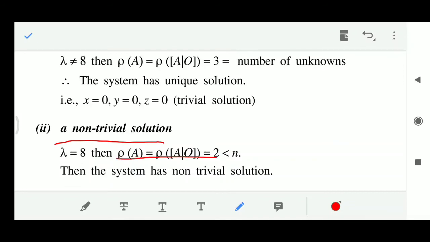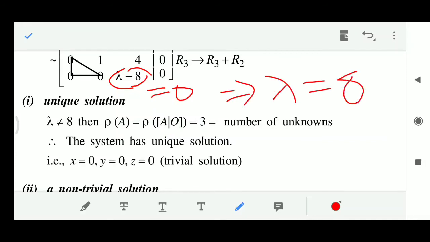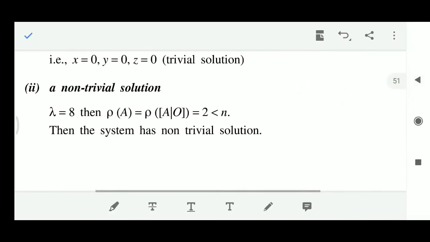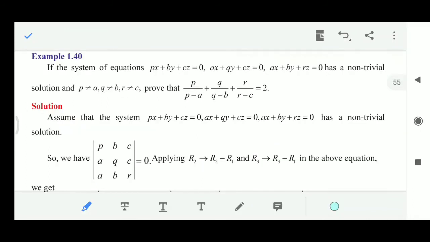For non-trivial solution, the rank should not be equal to 3, it should be less than 3. So if you substitute lambda is equal to 8, you will get 0. So the rank of A and A slash O equal to 2, then you will get the non-trivial solution.